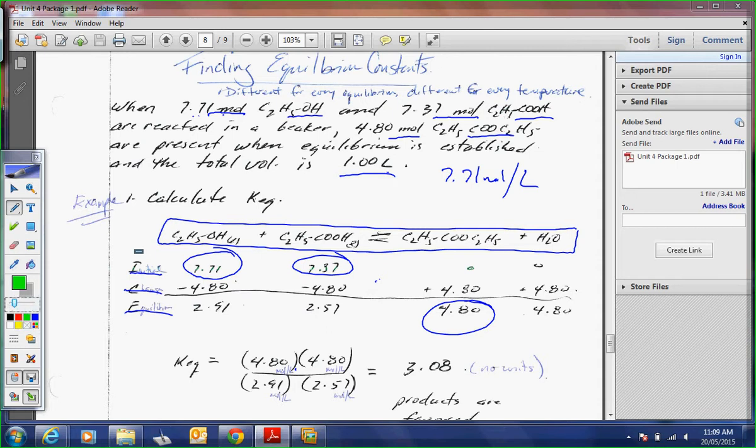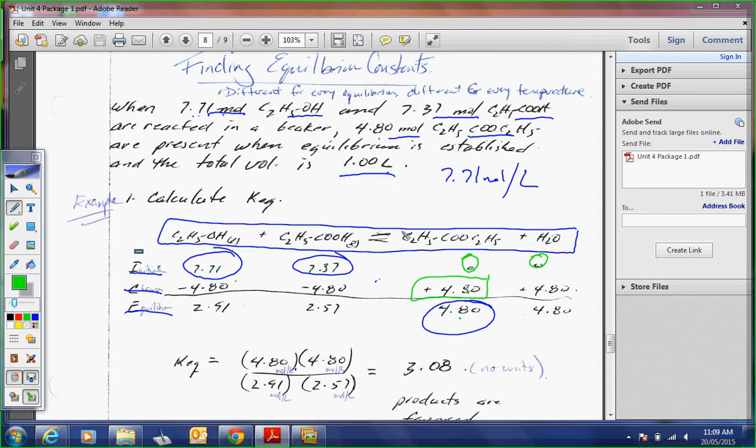Okay, you ready? So, if I started with no ester, because remember I'm pouring the alcohol and the carboxylic acid into my beaker, I started with no ester. Everybody okay with that? So I start with no ester and no water. I'm going to make it happen, and I produced 4.8. It must have changed by 4.8. Everybody all right with that? So I can plug that number in next.